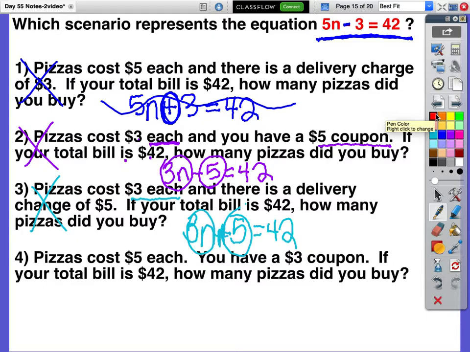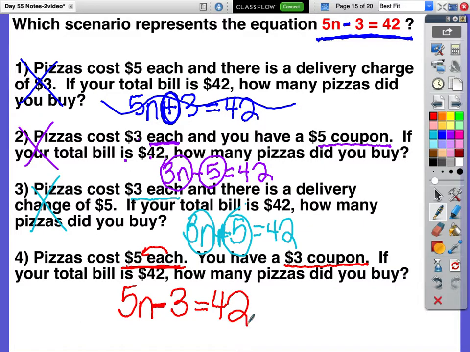Pizzas cost $5 each means put a variable with this number. All right, you have a $3 coupon. Remember, coupons subtract from your total amount. Or we're taking away $3. And then your total bill is $42. And that is, in fact, what the original problem gave us. So that is the correct scenario for the equation given at the very beginning.